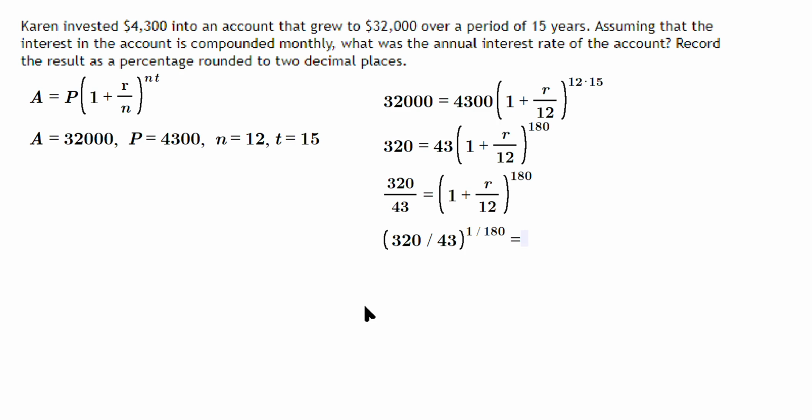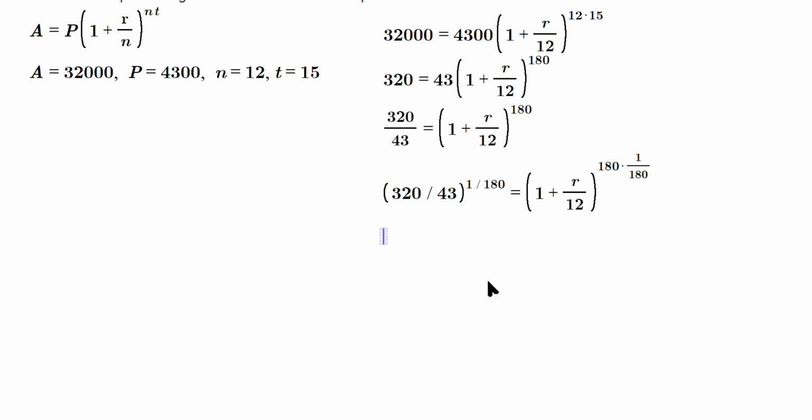So it's going to be 1 plus R over 12 raised to the 180 times 1 over 180. Then they cancel off on the right side because 180 times 1 over 180 is 1. So you're going to have 320 over 43 raised to the 1/180th equal to 1 plus R over 12. Subtract 1, so it's 320 over 43 raised to the 1/180th minus 1 is equal to R over 12. Do that step at the end in the calculator, not now.